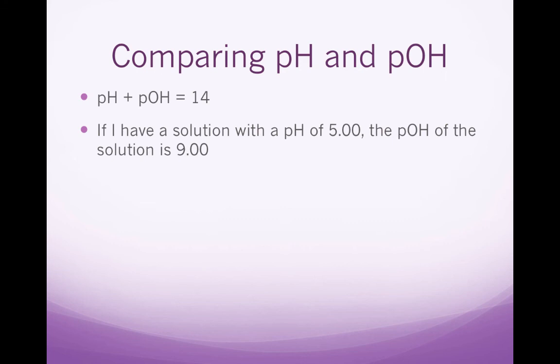We can actually go back and forth between pH and pOH. So the pH plus the pOH should equal 14. So if I have a solution with a pH of 5, my pOH should be 9. So 5 plus 9 is 14. And again, you just have their flip scales. So again, a pH less than 7 is acidic, but a pOH less than 7 is basic. pH greater than 7 is basic, but a pOH greater than 7 is acidic.